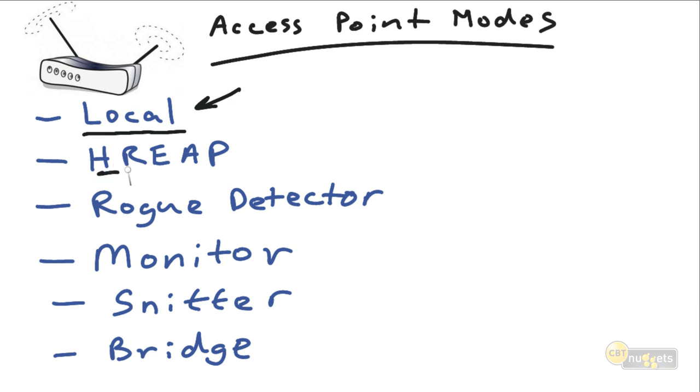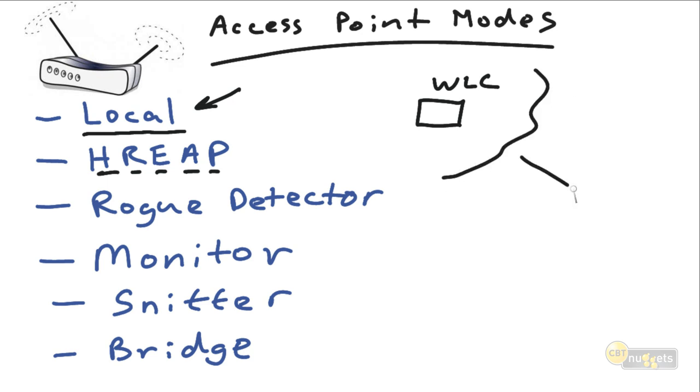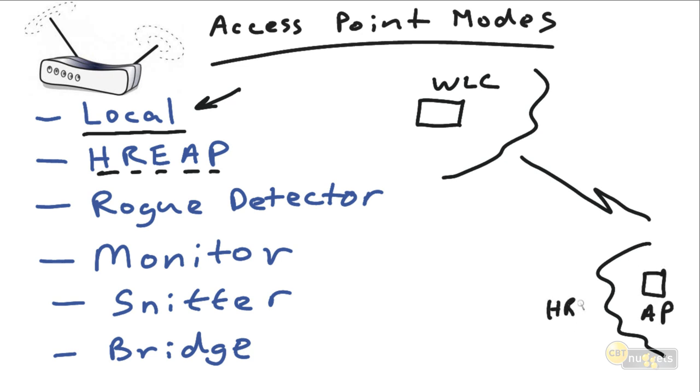But there's also HREAP. What HREAP is all about is hybrid remote edge access point mode. So when you do this particular mode, you have a wireless LAN controller at headquarters. You have a WAN link, and then you have a remote branch office environment, and that's where your AP in HREAP mode would be operating. Wow, pretty amazing. So it's still able to function with its wireless LAN controller even though it is separated by a WAN link.